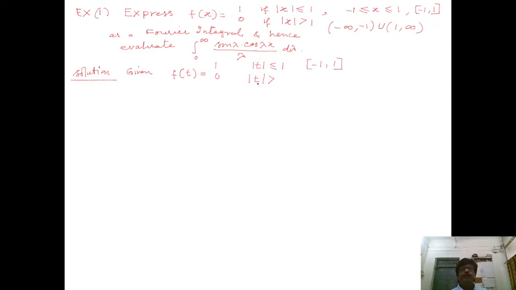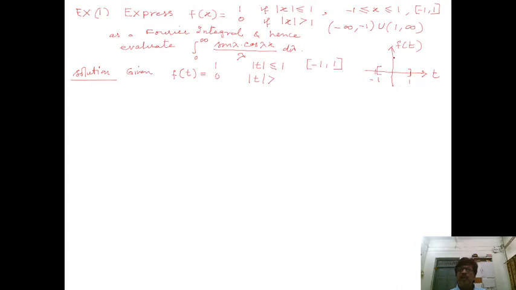Now, this function given is an even function. Why? Because its graph is between minus 1 to 1. This point is minus 1, this point is 1. If this is the t axis, and if this is the f of t axis, its plot is between minus 1 to 1 in this interval.